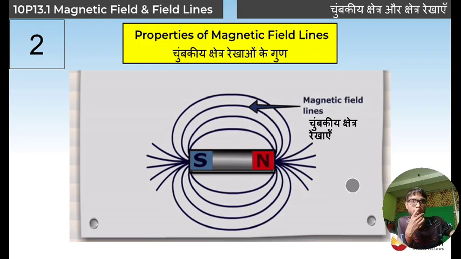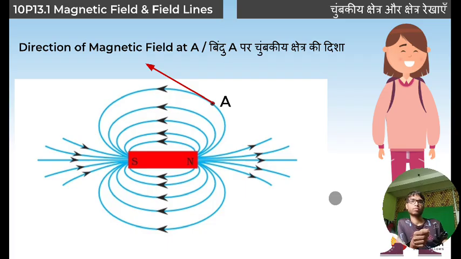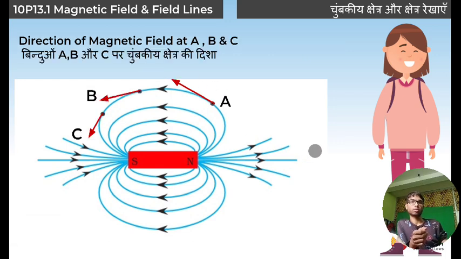And the second is the direction of a magnetic field at A. Yes, this is the direction at A, B, C, like that. It is the direction of a magnetic line.